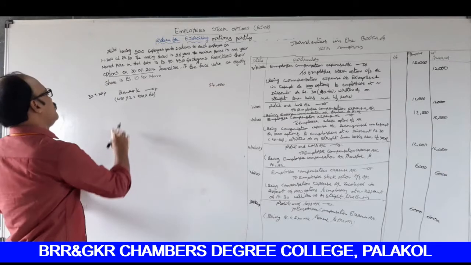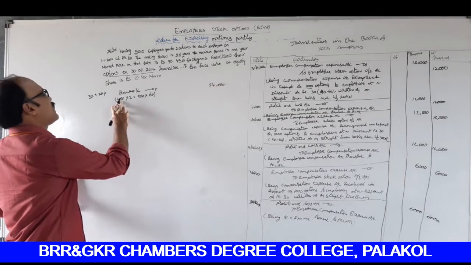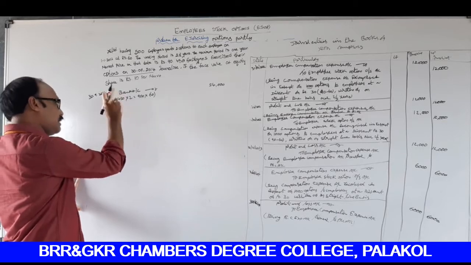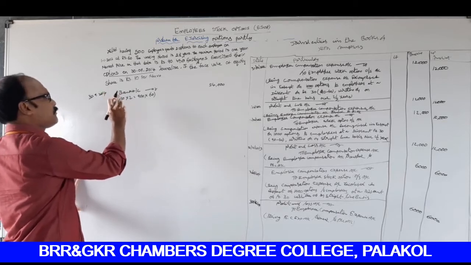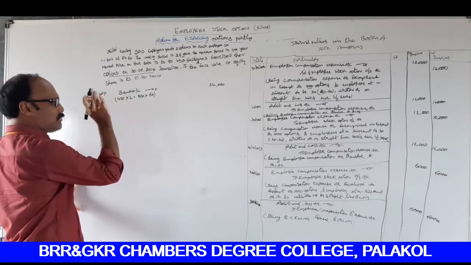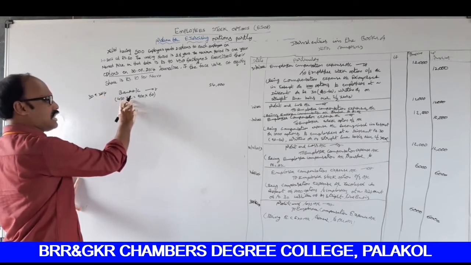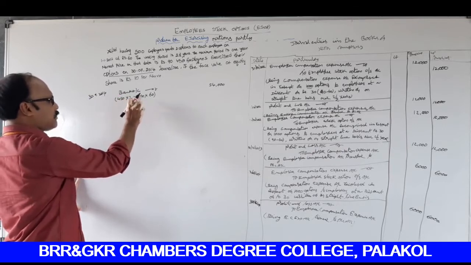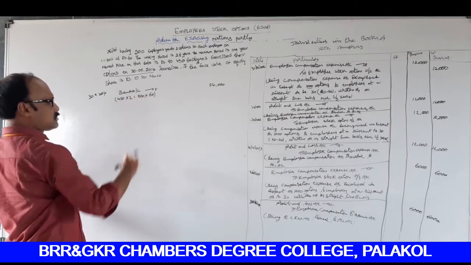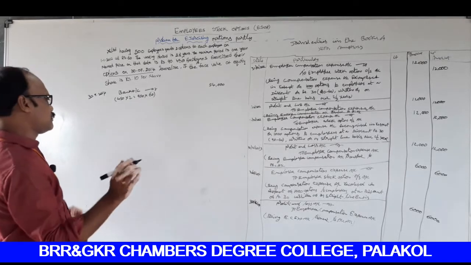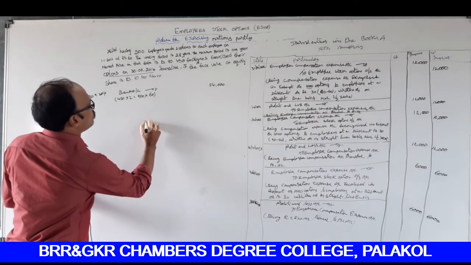Once again, 450 employees accepted this option. For every employee the company grants two options. That's why 450 into 2, the total number of options is 900. That into 60, that is equal to how much amount received? 54,000.